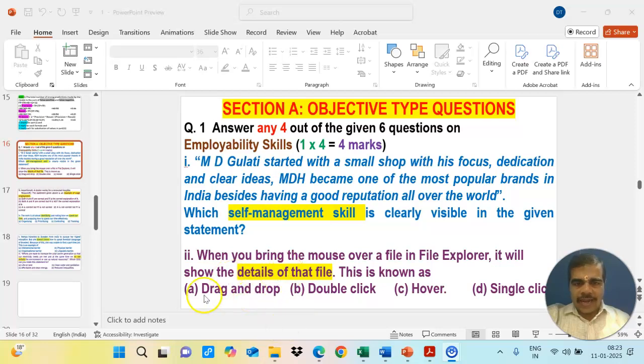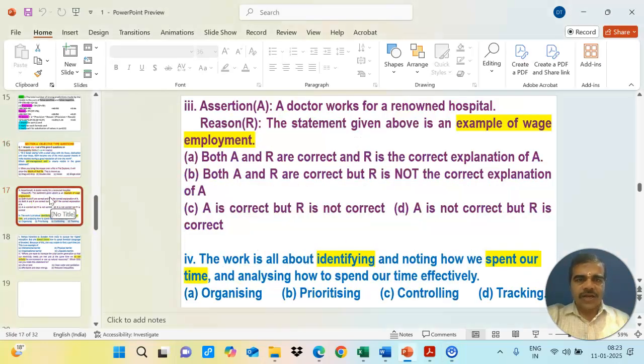Is it drag and drop? No, it is not drag and drop. Double click? No, double click we are doing with the mouse. Single click also we are doing with the mouse. So hover. Your correct answer is hover. Hover means something which is hanging in the air. So here the details that are appearing will be your hover. So the correct answer is hover. Now go for the third one.